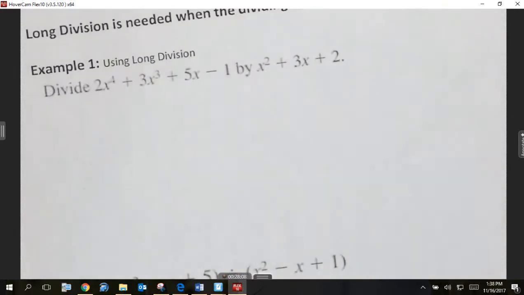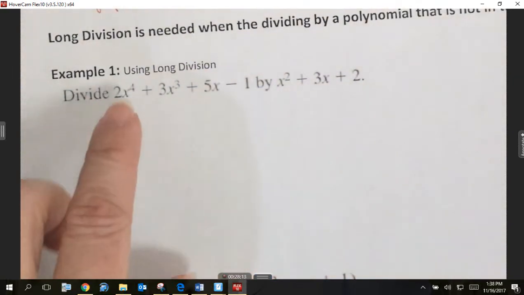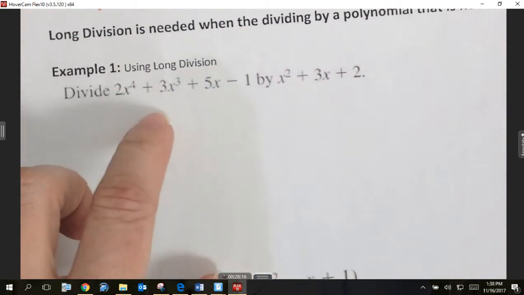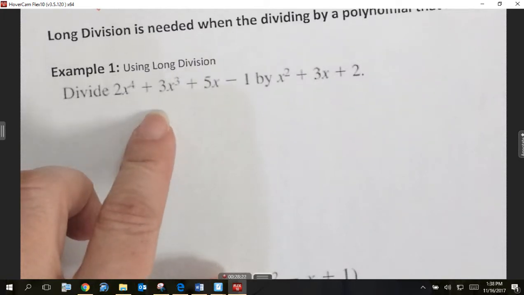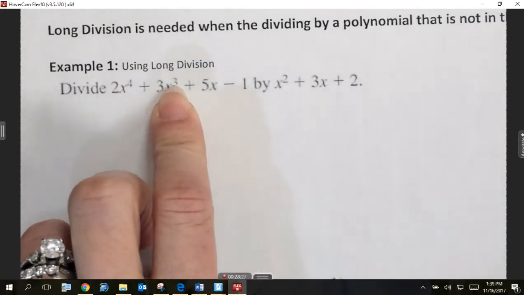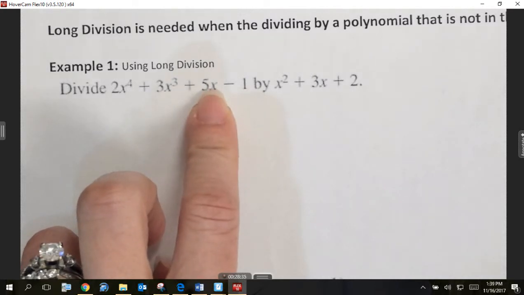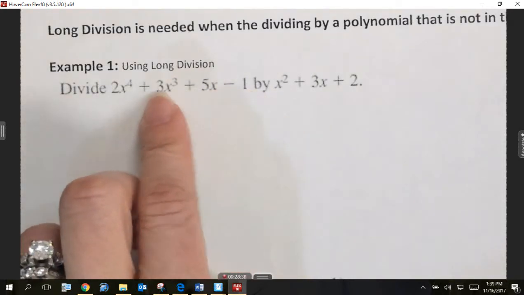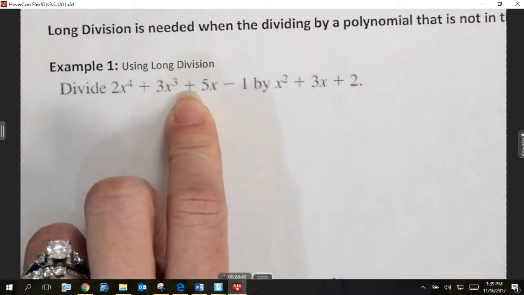When you're doing these, you're not really thinking about places because these aren't numbers, they're terms, but it's just like having a 400 plus a 5. Except the places are the exponents for the x's. So if I start with x to the 4th, and then I go to x to the 3rd, the next term has to be x to the 2nd, which it's not. Then it's 5x, then it's no x's. So because I don't have an x to the 2nd, I have to put it in. If you don't put it in, you're going to call me over because you're going to be stuck.